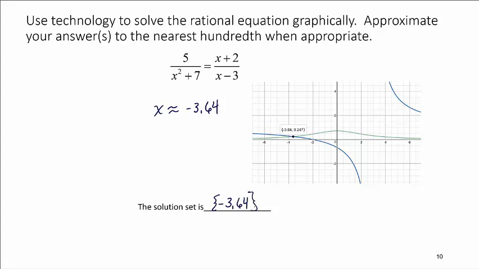Okay, and some of these examples where you're solving with technology, they might have more than one intersection point. This one just had one solution to it. Okay, all right.